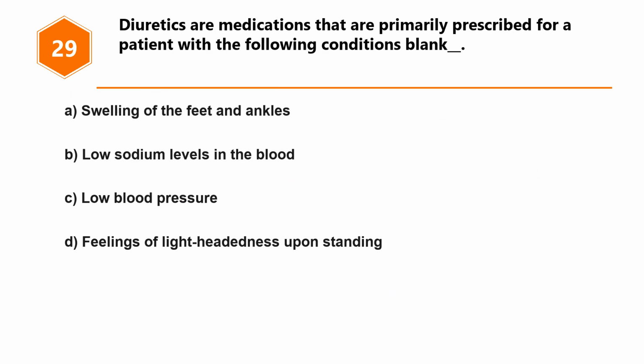Question 29. Diuretics are medications that are primarily prescribed for a patient with the following conditions blank blank. Option A. Swelling of the feet and ankles. Option B. Low sodium levels in the blood. Option C. Low blood pressure. Option D. Feelings of lightheadedness upon standing.